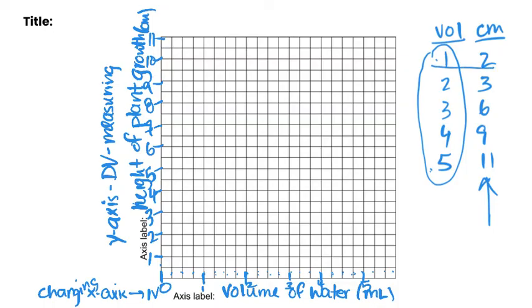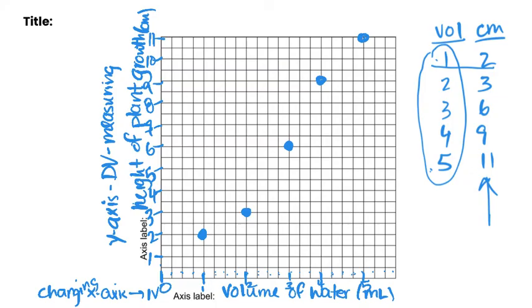Okay. Now from here, what we want to do is graph each of the sets of data points. So we're going to go volume of 1 and centimeters of 2. And so we're going to just draw a nice big dot for that data point. Then we do the same for 2 and 3. And then 3 and 6 is here. And then 4 goes with 9. And then 5 and 11.